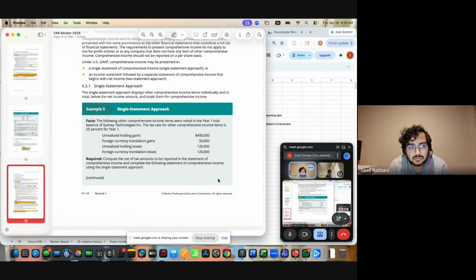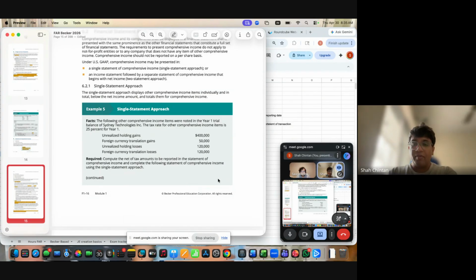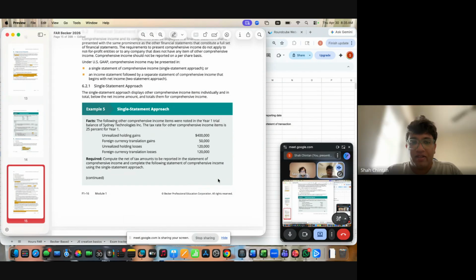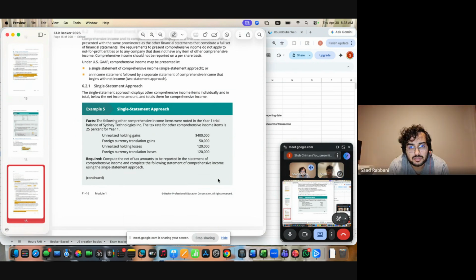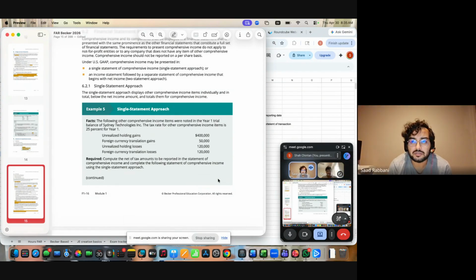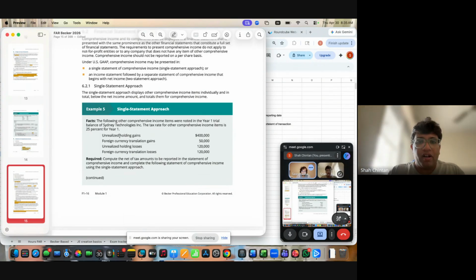Translation. Sorry, come again. Translation are the OCI items. Translation is an OCI item. Yes. That's it. Only translation is the OCI item. Why not unrealized gains? Unrealized holding gains.